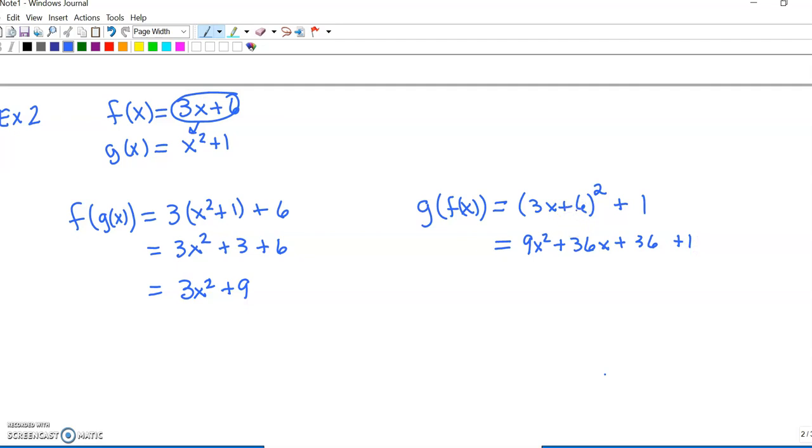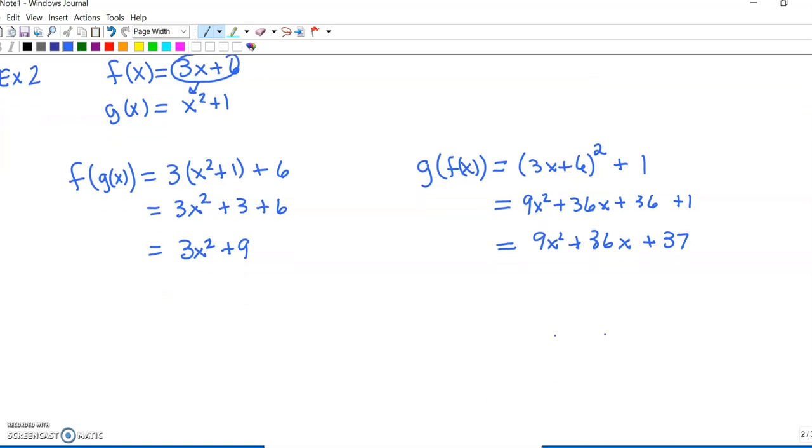Okay, square the front, multiply and double it, square the back. That was the process that we'd studied before, a long time ago. Plus 36x. Combining those like terms at the back, we've got 37. If you don't remember that process, then you have to write out 3x plus 6 times 3x plus 6 and do the whole FOIL process. But if you've done enough of those, you should be able to remember that.